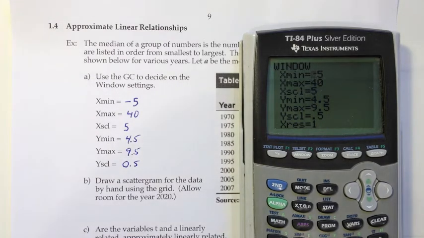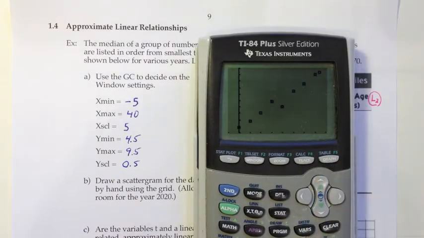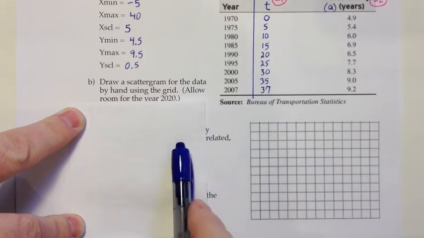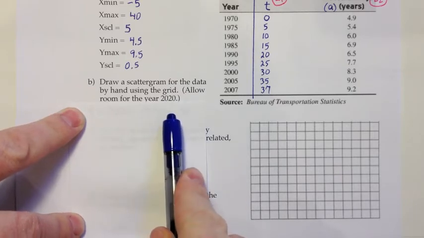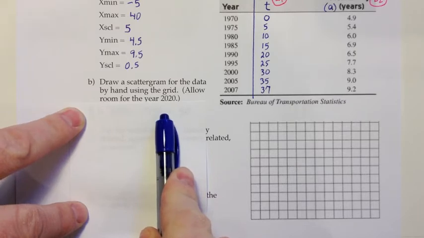Now in the future, we'll probably focus just on these graphing calculator type of scatter plots, and that'll be our main focus. But for now, we want to learn to do them by hand as well. Okay, now we're moving on to part B, where they want us to draw a scattergram for the data by hand using the grid right over here, and they want us to allow room for the year 2020. Now it's fairly common for them to ask us to allow room for a year in the future like that because we're going to use our model to make predictions, so we want to leave a little room to go off into the future somewhat on that.